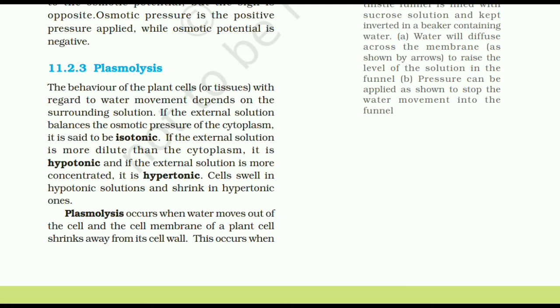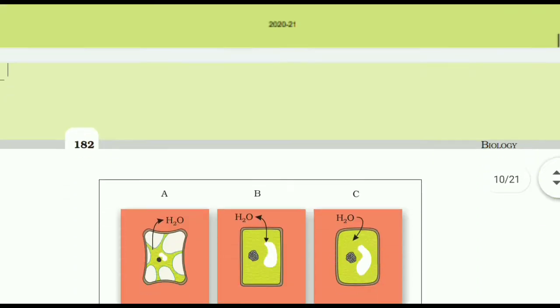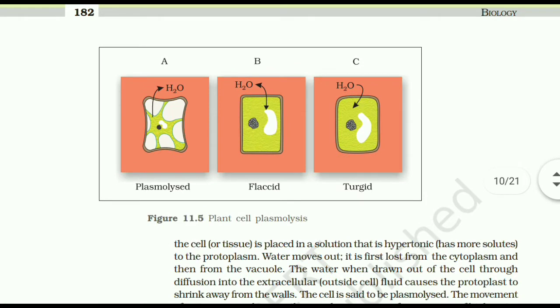Plasmolysis occurs when water moves out of the cell and the cell membrane of a plant cell shrinks away from its cell wall. This occurs when the cell or tissue is placed in a solution that is hypertonic to the protoplasm.